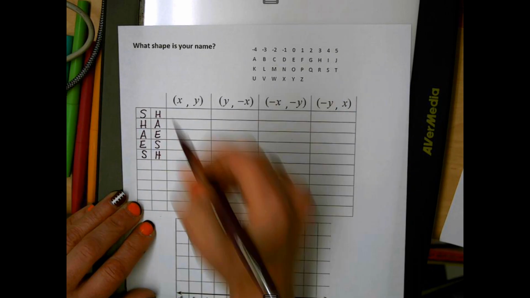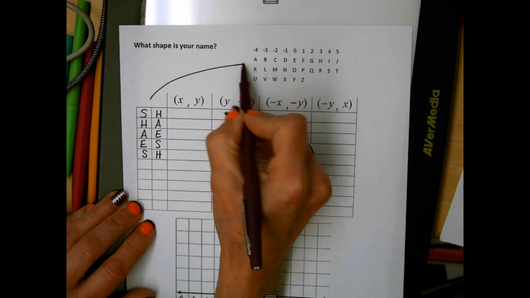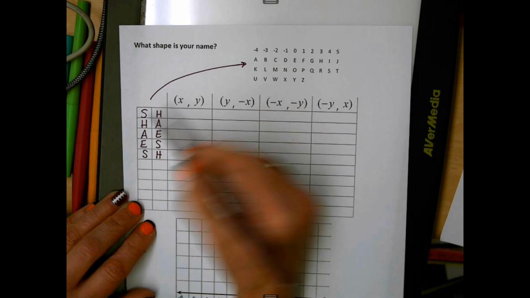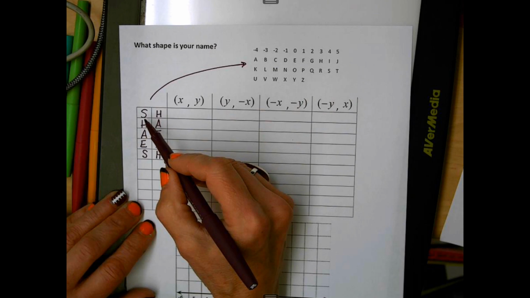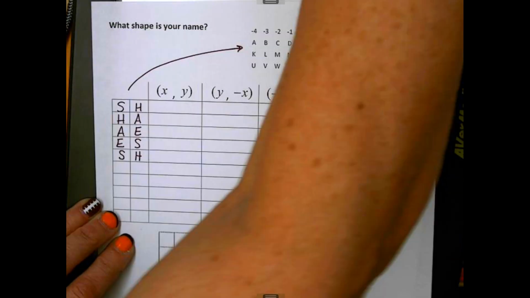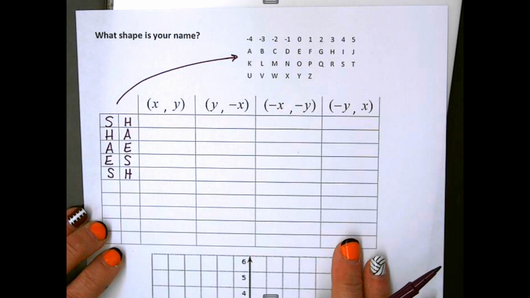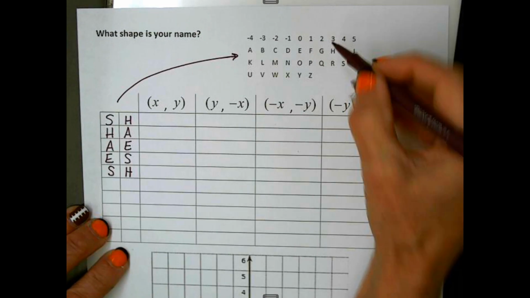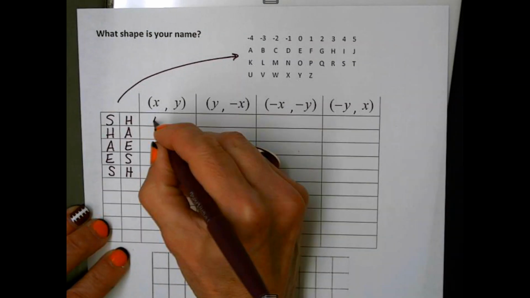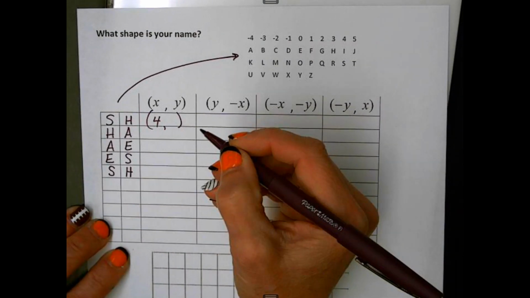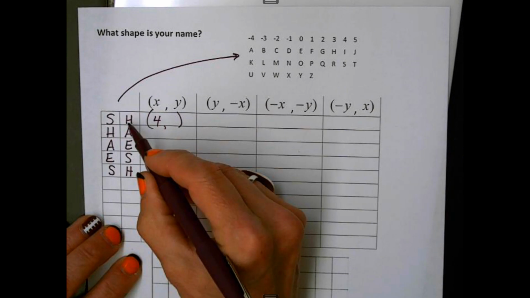What we're going to do now is look up to see what number corresponds with each of these letters. Okay, and I'll zoom in just a little bit here for you so you can see that. So an S ends up coordinating with a 4, and this is how we get our ordered pairs to start the activity. And H is worth 3.